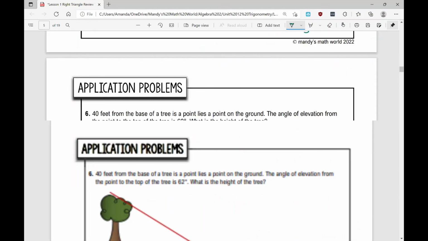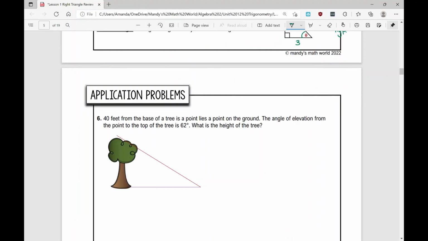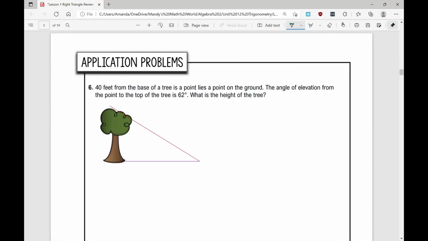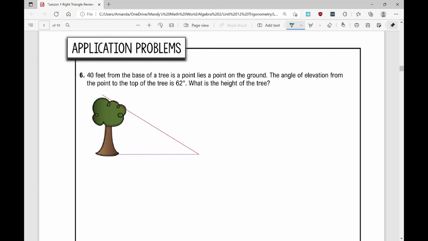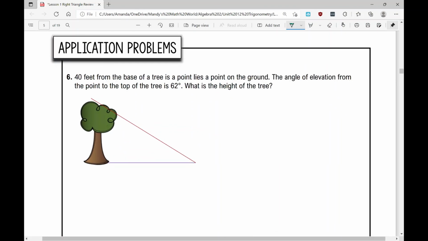Let's move on. So this is our last page of notes. We've got a few application problems, and we just need to figure out what we're given and what the problem is asking us to find. So this number 6 says 40 feet from the base of a tree lies a point on the ground. I will have to fix that. Hopefully yours is fixed by the time you see this video. The angle of elevation, and I'm going to underline that, the angle of elevation from the point to the top of the tree is 62 degrees. What is the height of the tree?